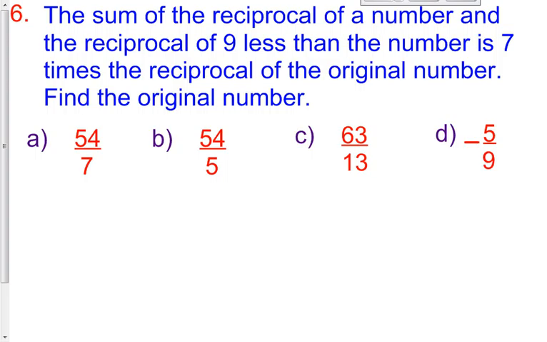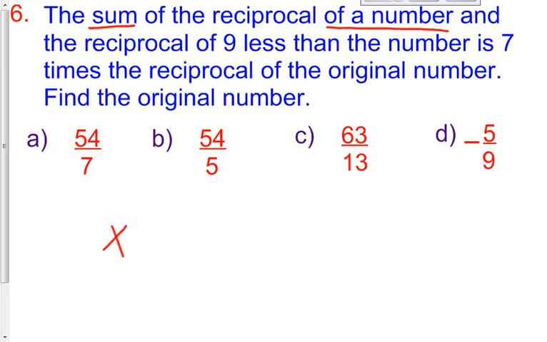Number 6, this one says the sum of the reciprocal of a number and the reciprocal of 9 less than that number is 7 times the reciprocal of the original number. Find the original number. Once again, this one might seem very intimidating, but let's just break this down one sentence at a time. The sum of the reciprocal of a number. So what number should we call that number? Well, let's just call it x.